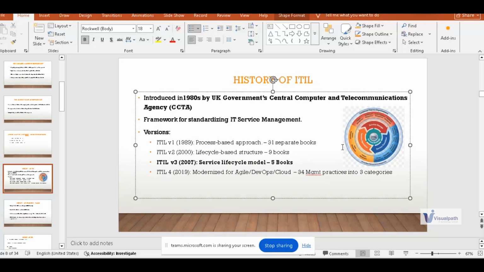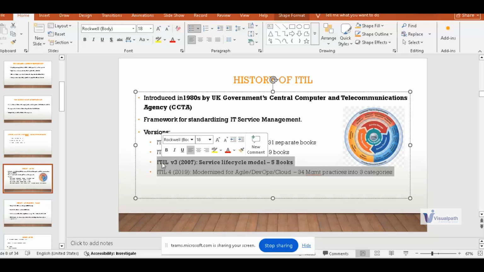So next came ITIL V4, where all those practices were put into 34 different practices in 3 categories. I would ask you all to go through the concepts of either ITIL V3 or V4. I would recommend that.